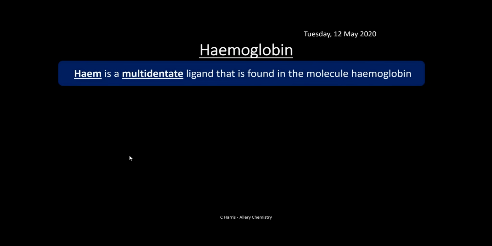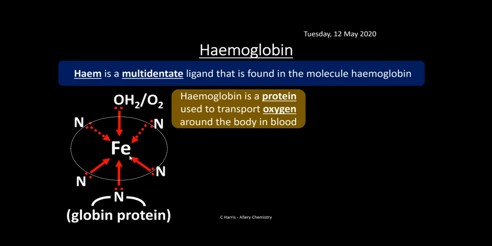So for all you biologists out there, so anybody who's also studying biology, this will be fairly familiar with you. So obviously you may not need to know it in as much detail for chemistry, but we need to know some of the chemical aspects of hemoglobin, because it is quite an important complex. So hemoglobin is actually a protein, and it's used to transport oxygen around the body.